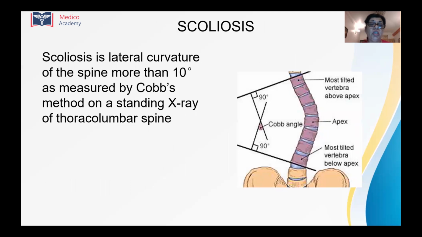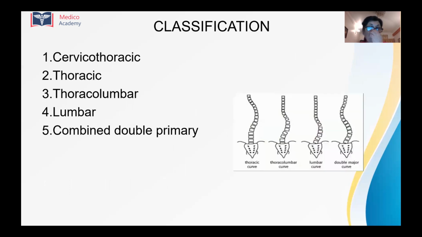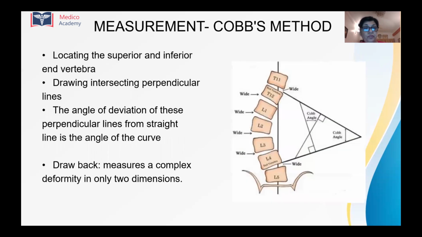Now, scoliosis. What is scoliosis? It is a lateral curvature of the spine of more than 10 degrees as measured by the Cobb's method on a standing X-ray of the thoracolumbar spine. It is classified according to the area in which it occurs. It may be cervicothoracic, thoracic, thoracolumbar, lumbar, or a combined double primary.